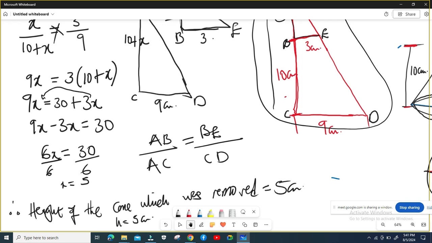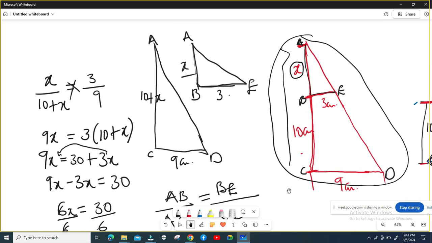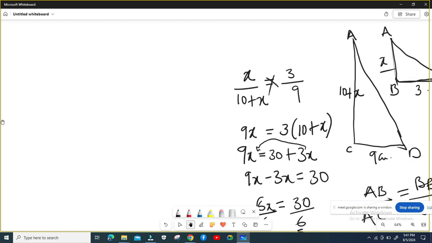We have two cones, a big cone and a smaller cone. So we need to know the volume of the big cone minus the volume of the smaller cone, of which the volume of a cone is given by the formula: volume is equal to one over three pi r squared h.